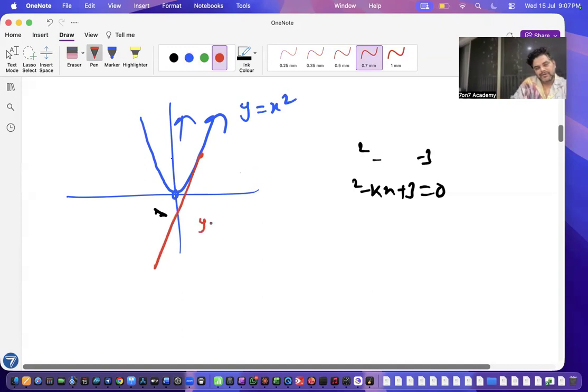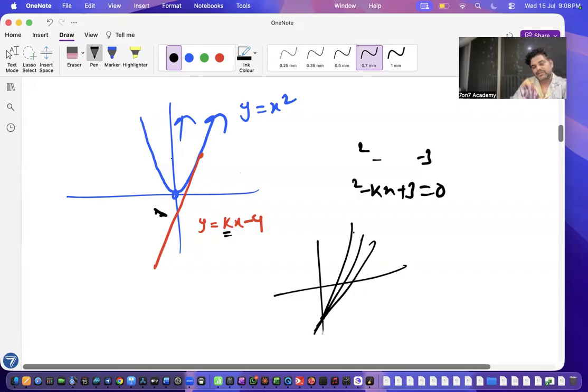This line equation is y is equal to kx minus 4. Suppose 3 or 4, anything you take. So I say you have been given these two equations. Agree? This k is unknown. There are different values of k, and for different gradients there are different lines that pass through minus 4. The question is, what should k be such that this line touches the curve?